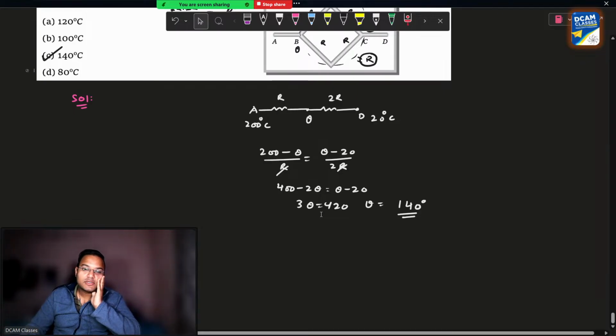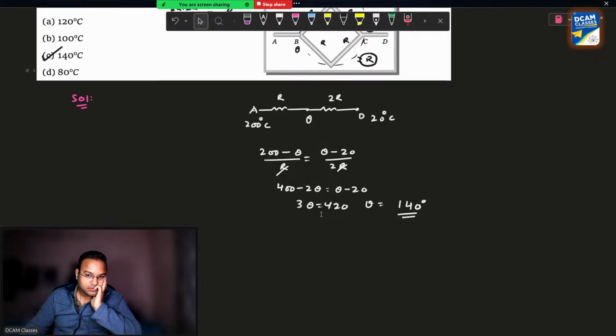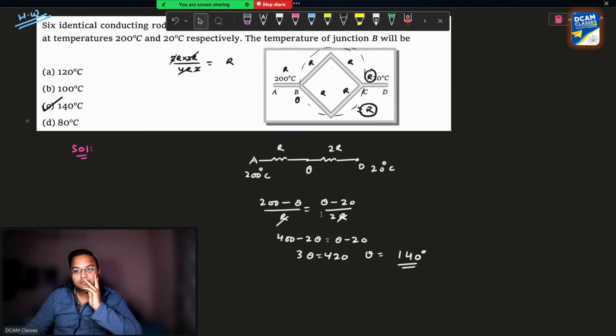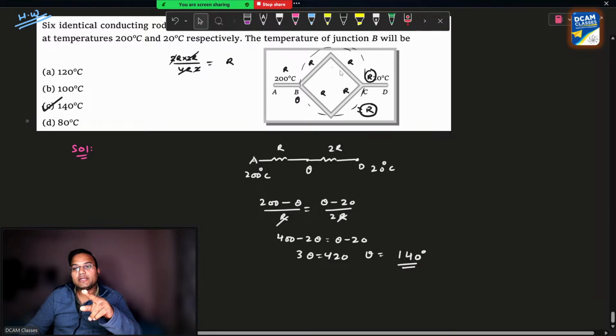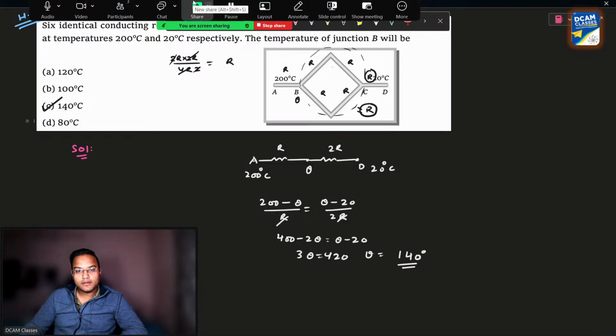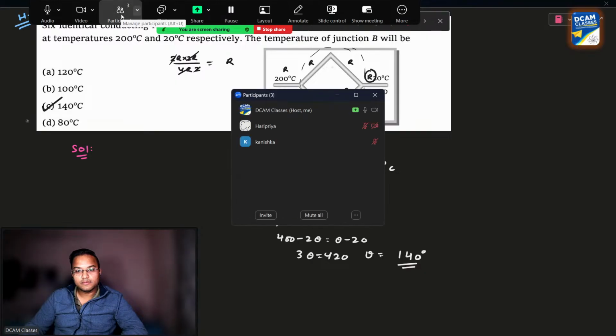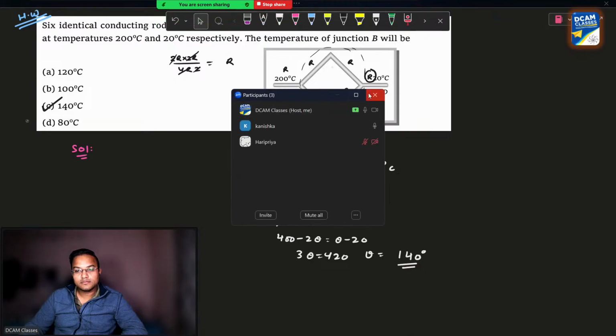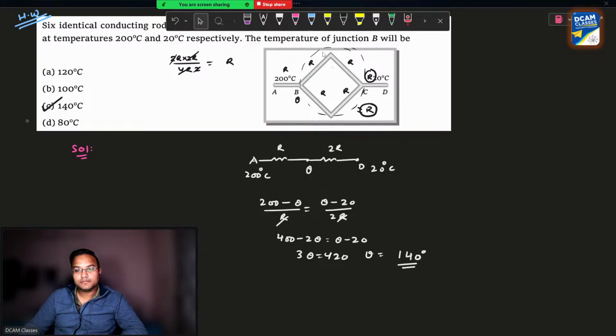Again, that depends on how comfortable you are in solving series-parallel questions. You understood now how I calculated the equivalent resistance of this middle part and then added it in series. Kanishka? Yes, sir. Understood? Yes, sir. Okay.